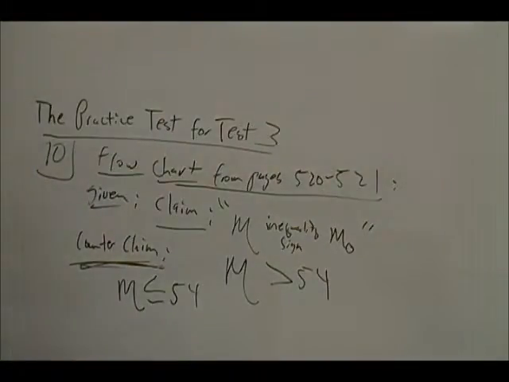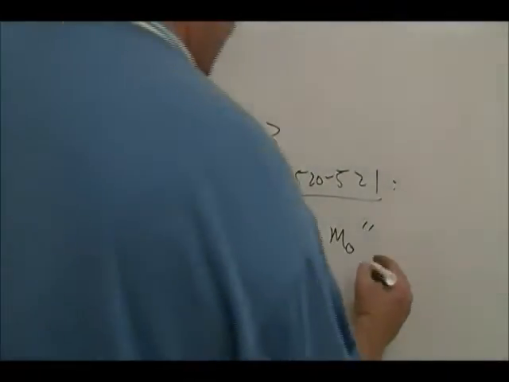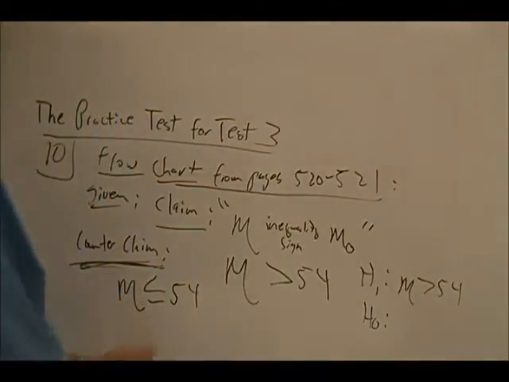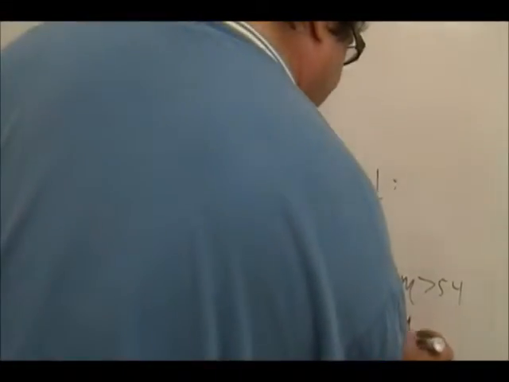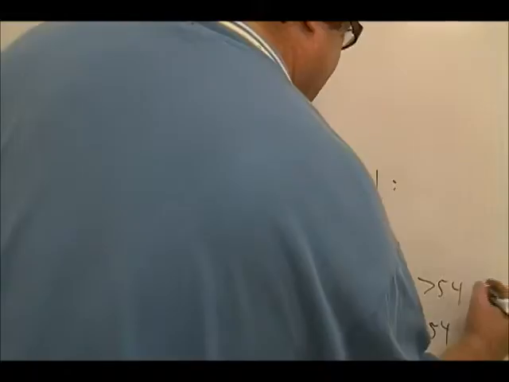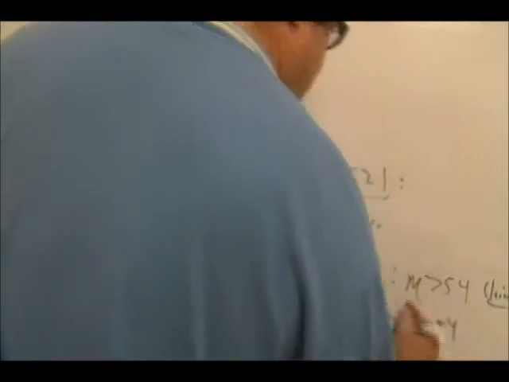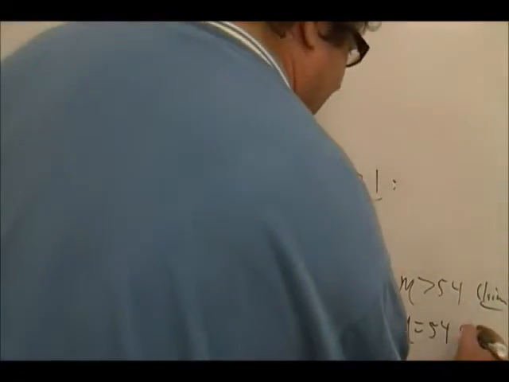Sign, it becomes the alternative hypothesis. So H1 comes from the claim, and it says what? Mu is greater than 54. Our null hypothesis comes from the counterclaim, and we make that into an equal sign, just like we did in the last case. So instead of saying mu less than or equal, we just say mu equal 54. H1 came from the claim, H0 comes from the counterclaim.